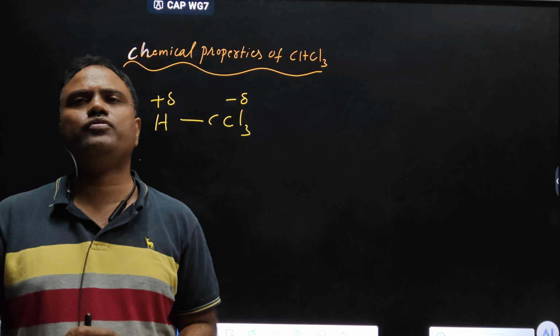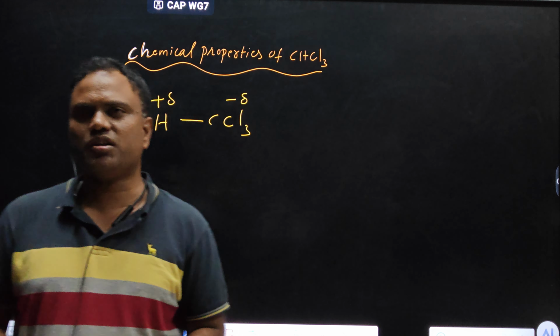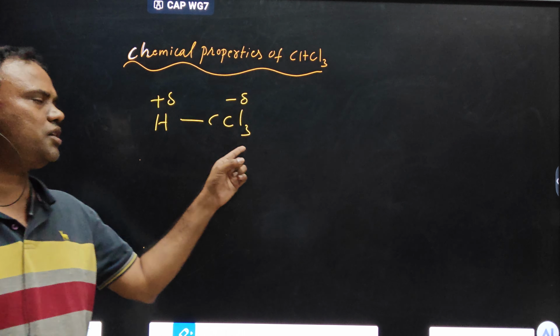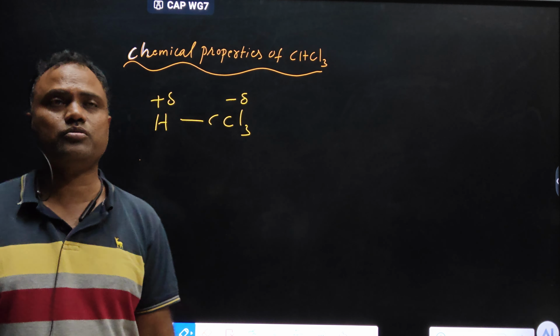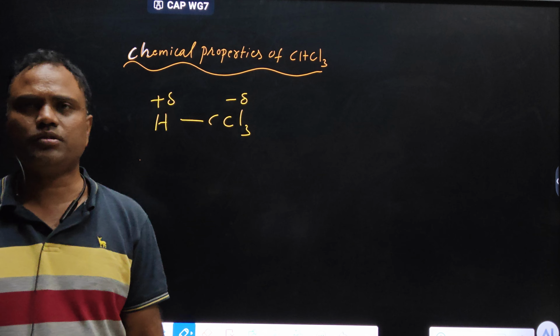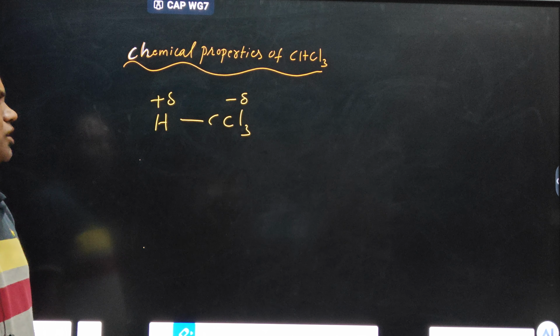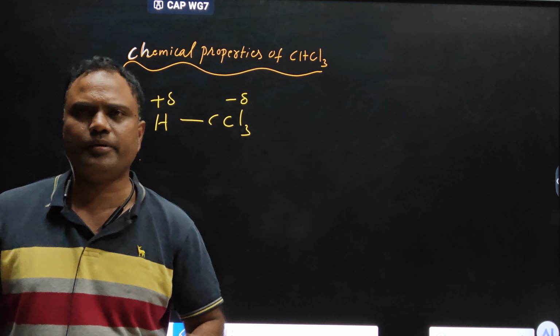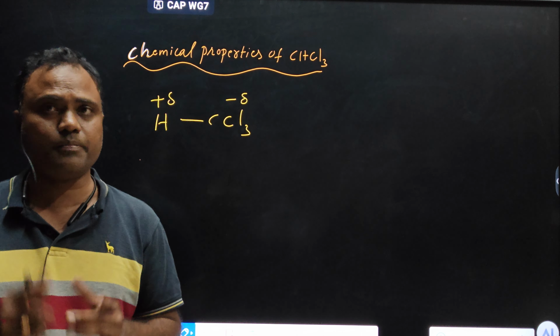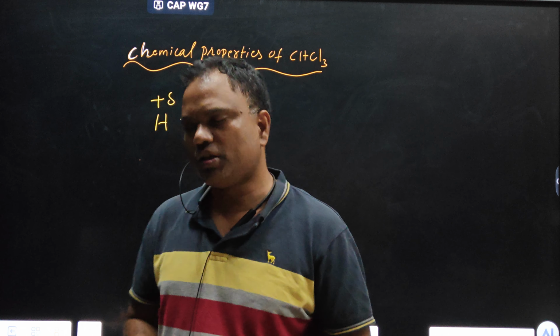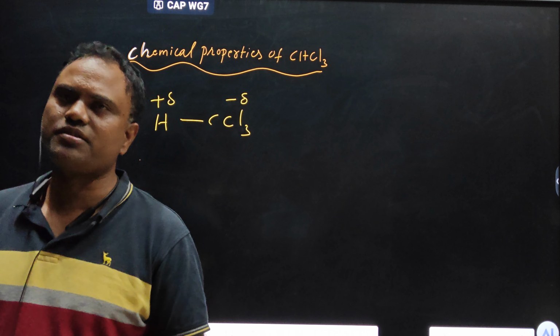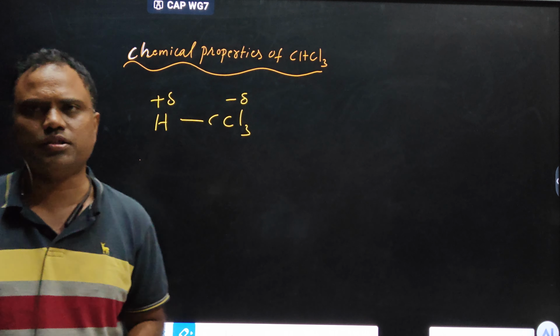So chloroform can participate in two types of reactions: electrophilic substitution as well as nucleophilic substitution. Two parts are there. But leave aside how many reactions it will participate in. What is the positive part and what is the negative part, this is important. Based on this, we will discuss very important reactions.